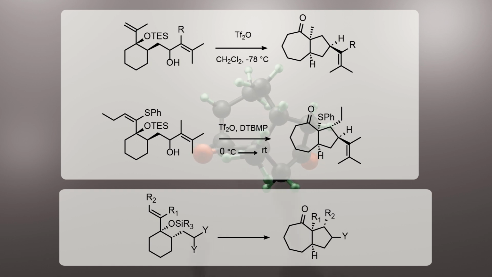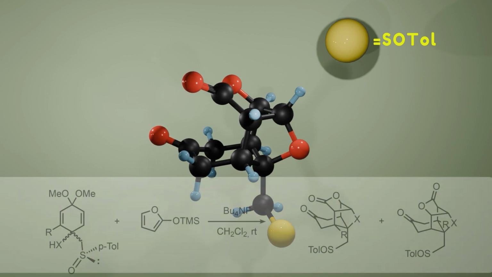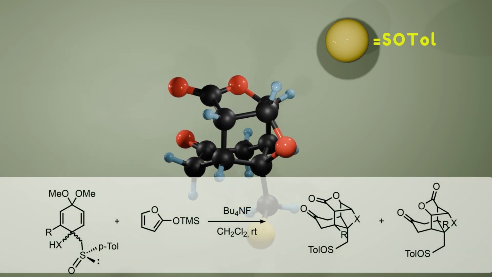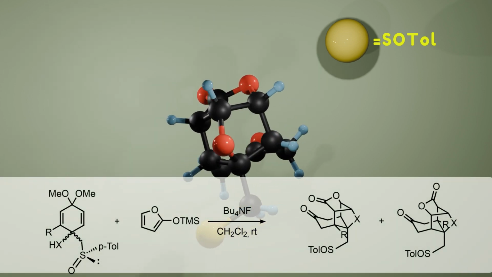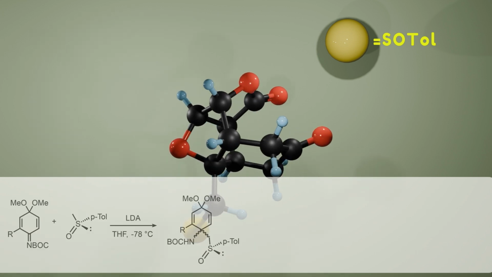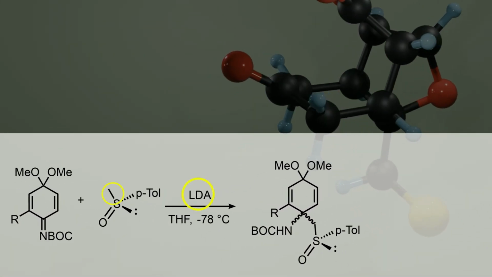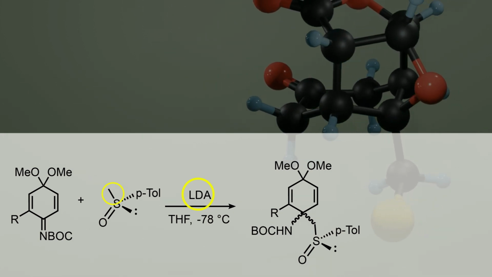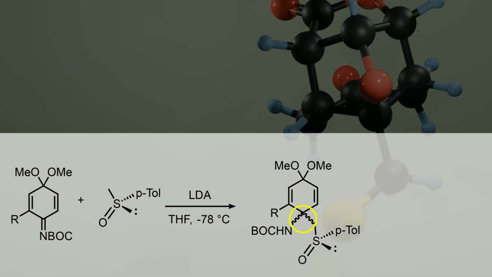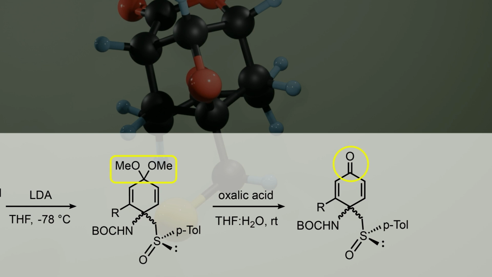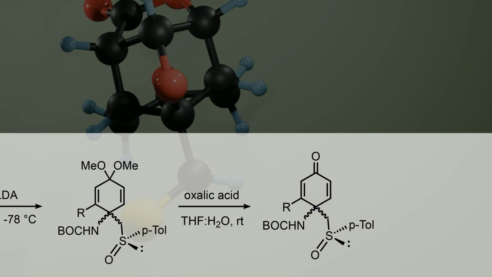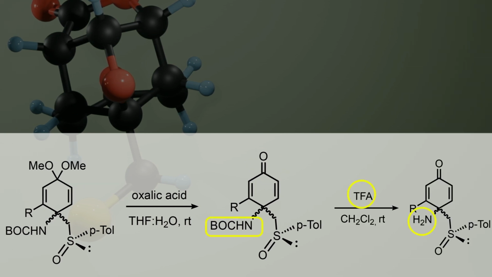Another interesting domino reaction reported by the Carreño group in the same year, based on using chiral sulfoxide to produce stereoselective heterocyclic compounds. In the first step of designing a starting material, LDA abstracts a proton from the methyl group of sulfoxide. Then it attacks the benzoquinone monoamine compound. Second step is unmasking of the carbonyl group by oxalic acid. Finally, the amine group is deprotected by trifluoroacetic acid.